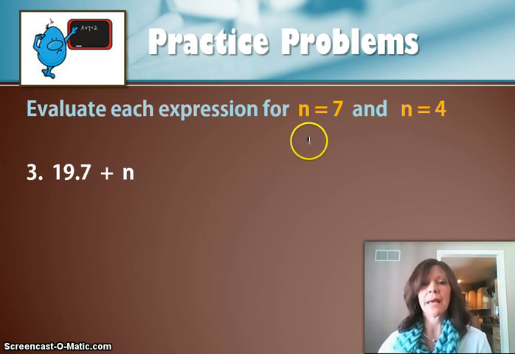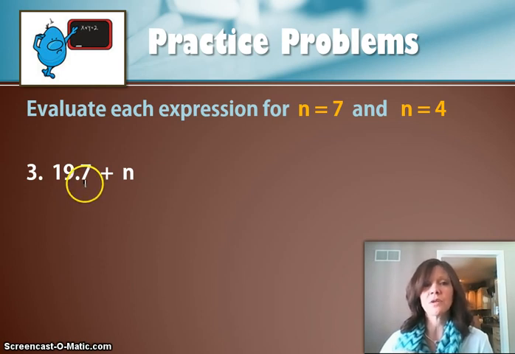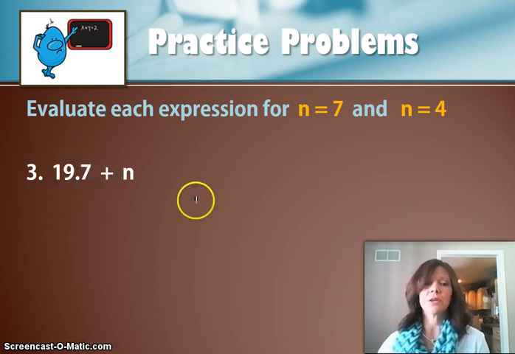In this expression, n equals 7 and n equals 4, and you're going to solve for 19 and 7/10 plus n. Now remember, on this one you need to think about where the decimal goes on your whole numbers 7 and 4. Really think about that. Do these problems in your notebook. Come back, pause your video, and try it. All right, let's see how well you did. n equals 7 and n equals 4.